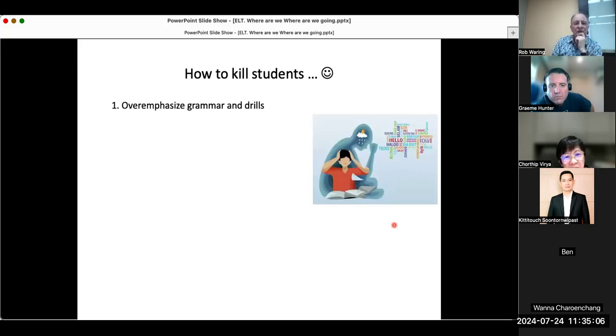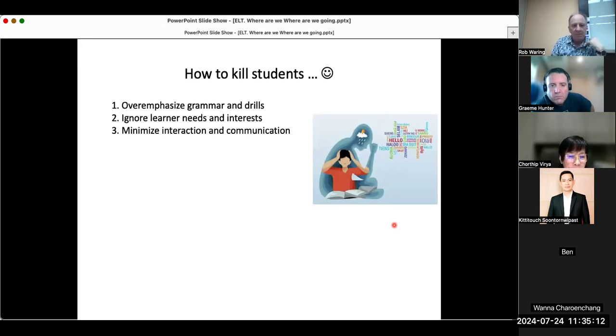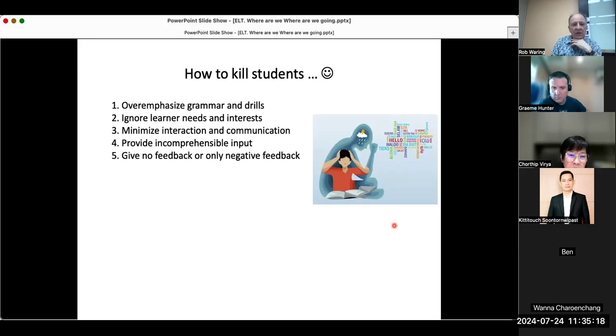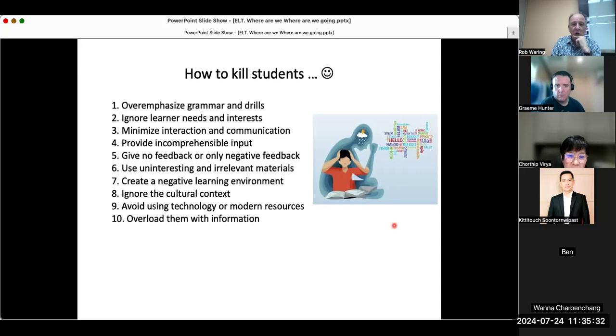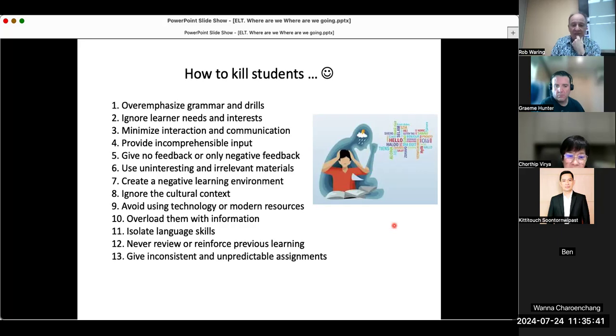First, overemphasize grammar and drills. Ignore learner needs and interests. Everybody does the same stuff. Minimize interaction and communication. Provide incomprehensible input. Give no feedback or only negative feedback. Use uninteresting and irrelevant materials. Create a negative, high-pressure learning environment. Ignore cultural contexts. Avoid using technology or modern resources. Overload the students with information. Isolate the language skills. Never review or reinforce previous learning. Give inconsistent and unpredictable assignments. Provide no real-world application. And impose high-stakes testing only.